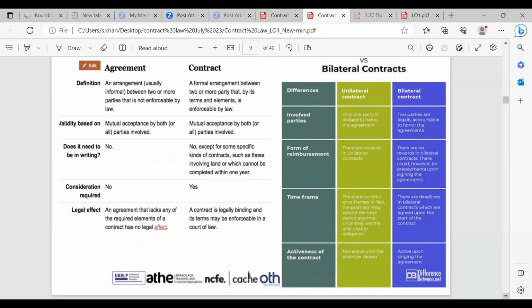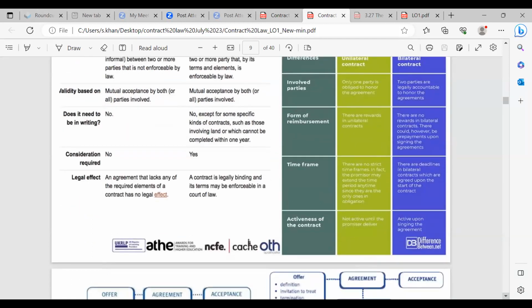So the differences between unilateral and bilateral contracts is in that diagram there, in table format, which identifies the difference between each one. So the unilateral contract involves only one party being obliged to honour the agreement, whereas in a bilateral contract, two parties are legally accountable to honour the agreement.